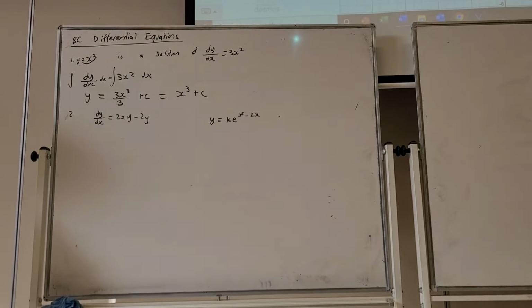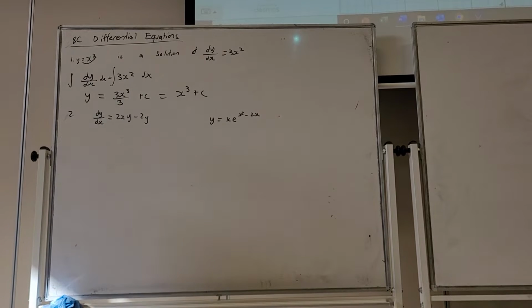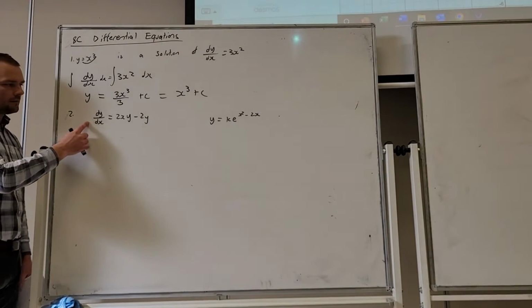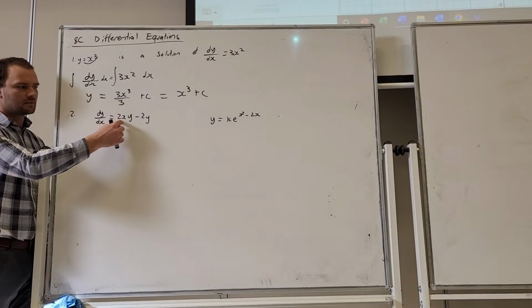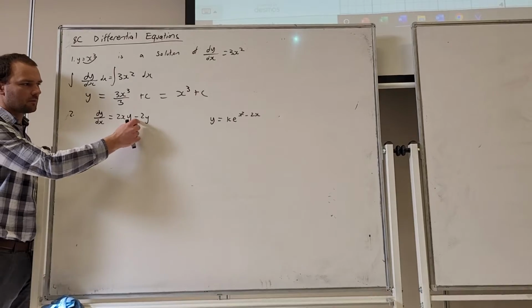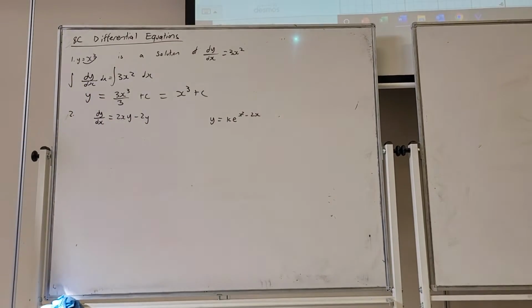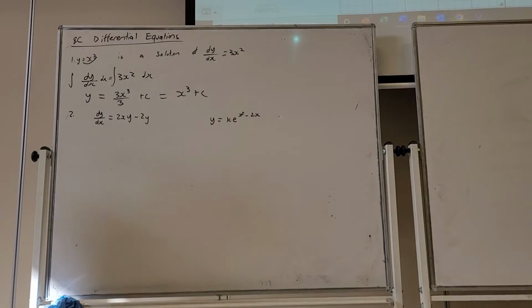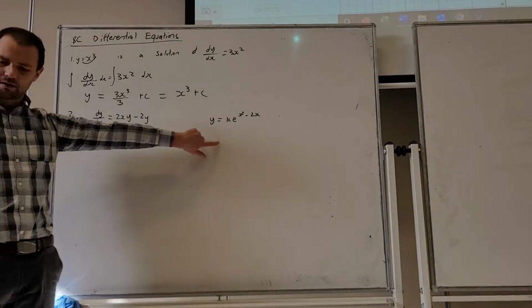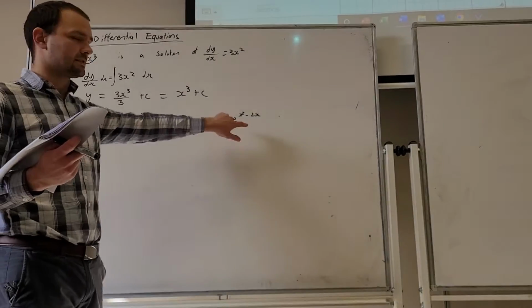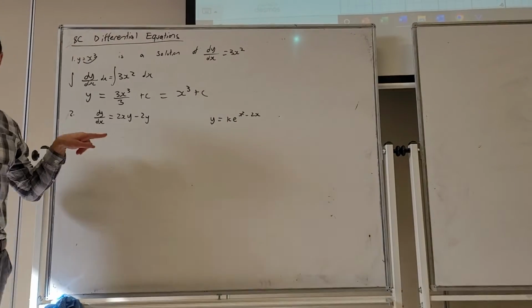All right, so all you're doing with those questions is performing some integration to show that there is an appropriate solution. Okay, let's have a look at this one. The derivative of y with respect to x is equal to 2 times x times y, take away 2 lots of y. Okay, so there's lots of functions that could satisfy this differential equation, and we're presented with this one, and it says, show that this is a solution to this differential equation.